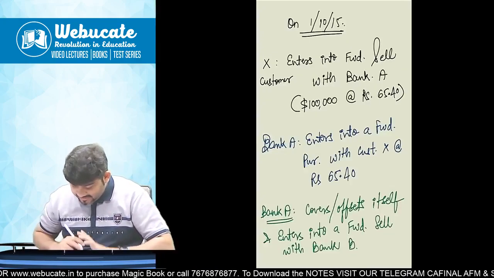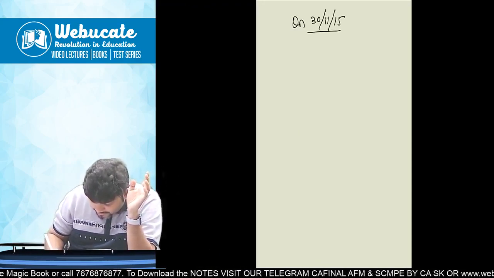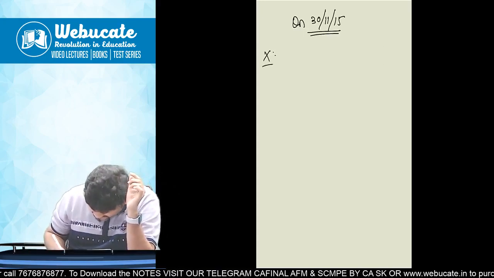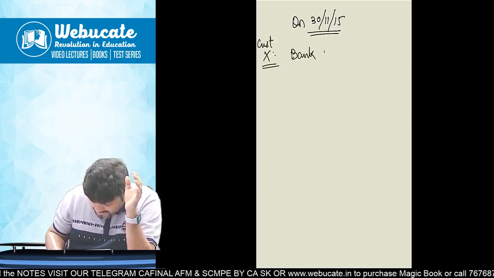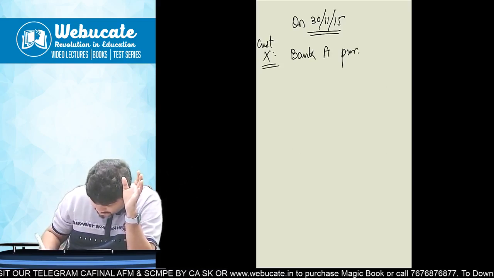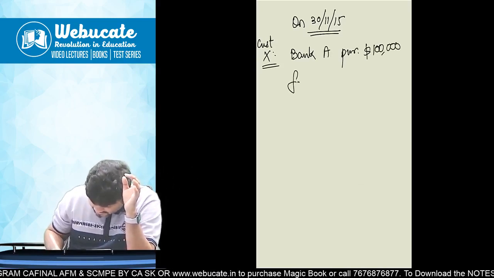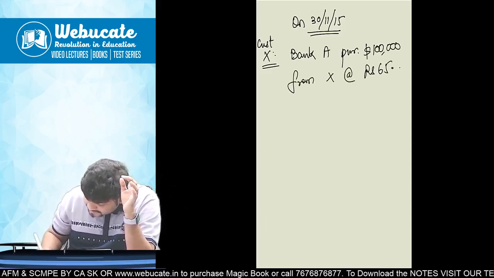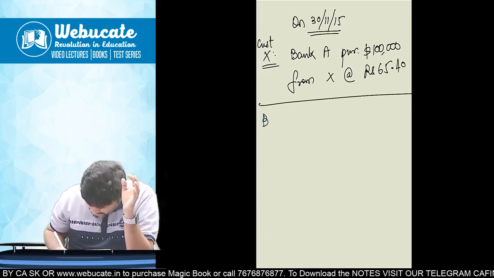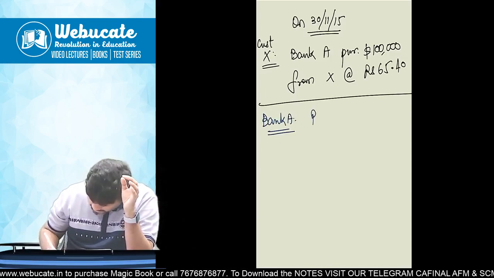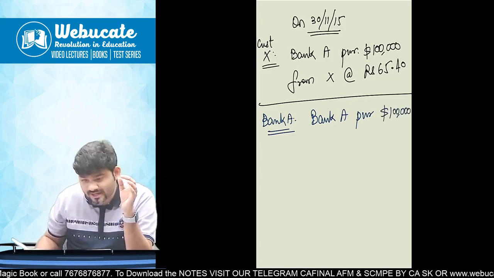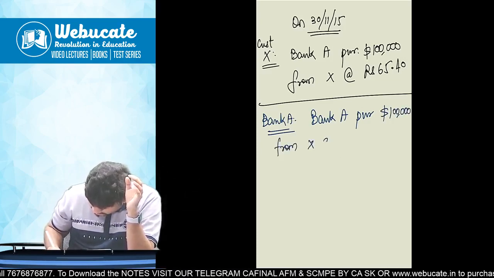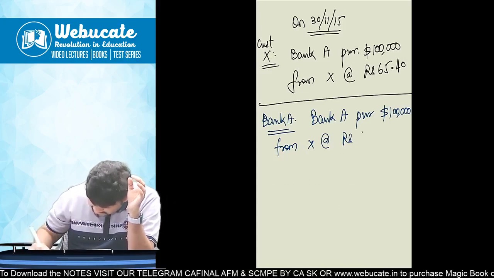So, let's write down. On 30th November, what did we do? Let's write down better, because when you are going to revise, things should be clear. On 30th November 2015, what is going to happen? Mr. X, customer X. So, easy life for him. Bank A will purchase from him, as said by FedEx. So Bank A purchases $1 lakh from X at the rate of rupees 65.4. Done. Deal close. Clear with this?